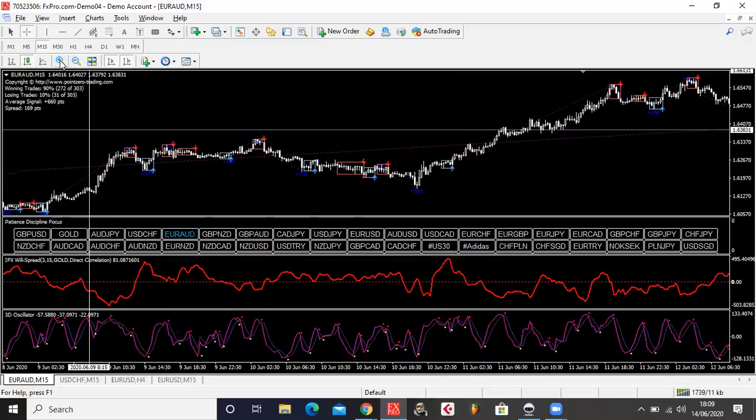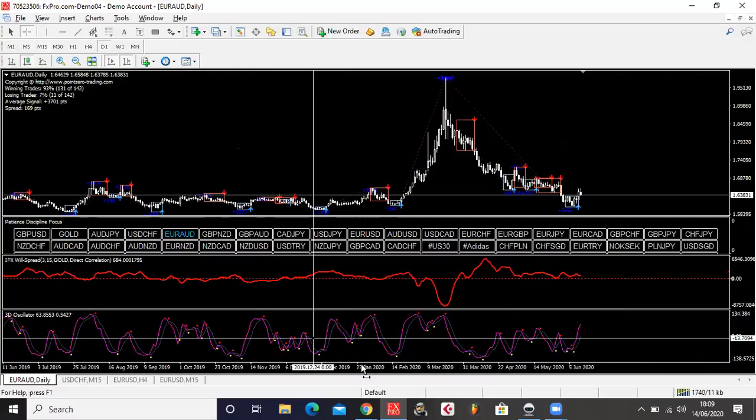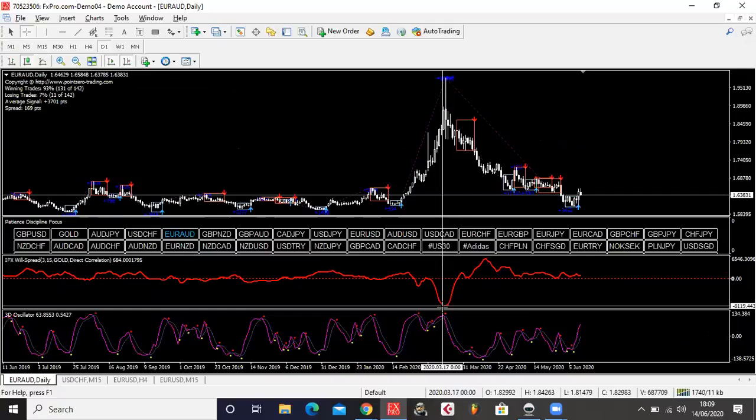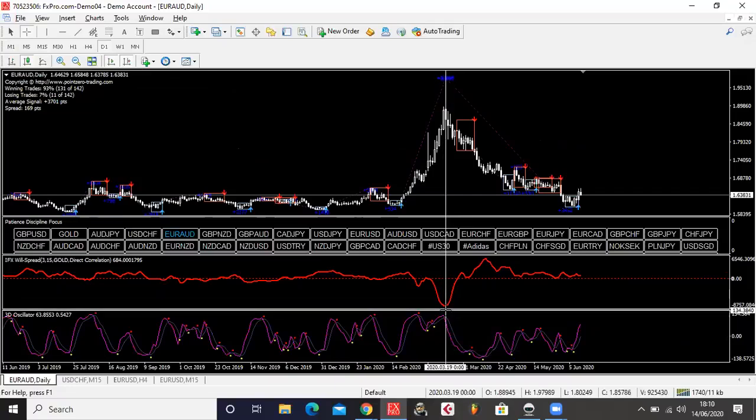Now, I don't really want to use this small time frame right here. It's much better on a higher time frame like daily. Let me switch to daily chart. So now let's say, for example, here, see this dip, this massive dip on a daily chart. This gives you an entry right here.